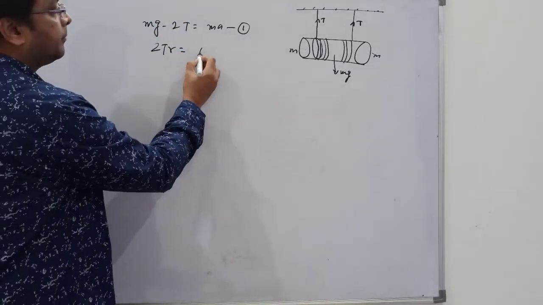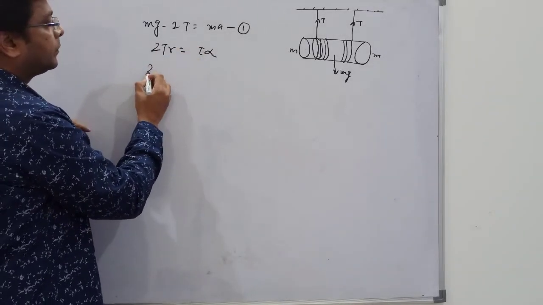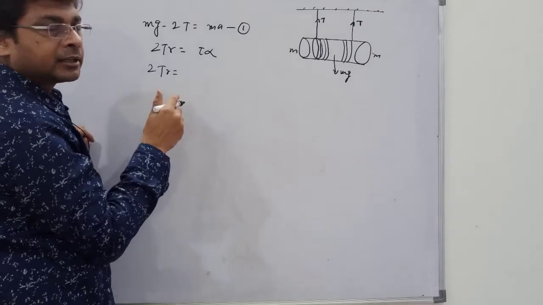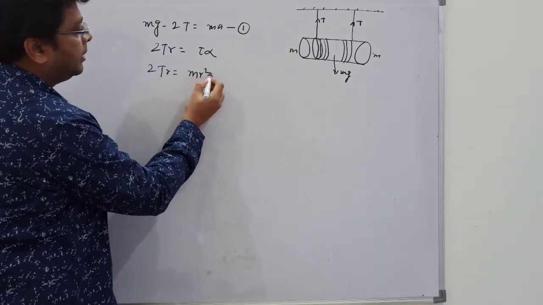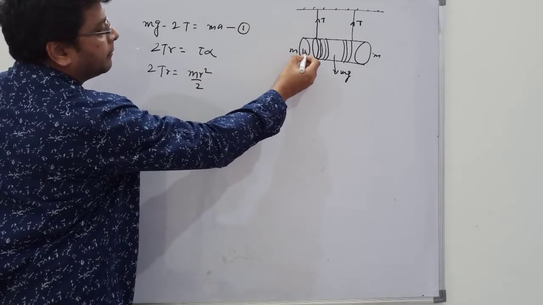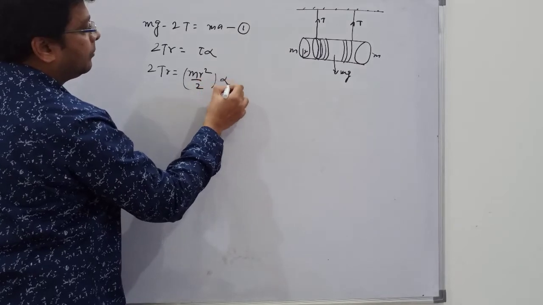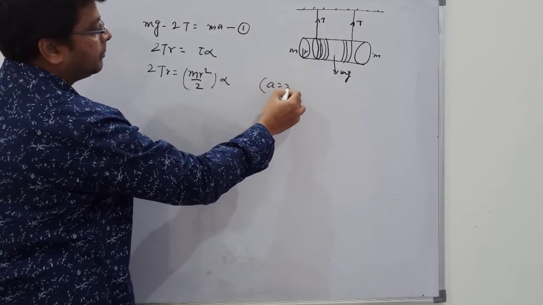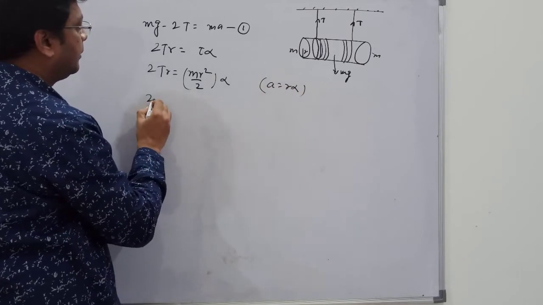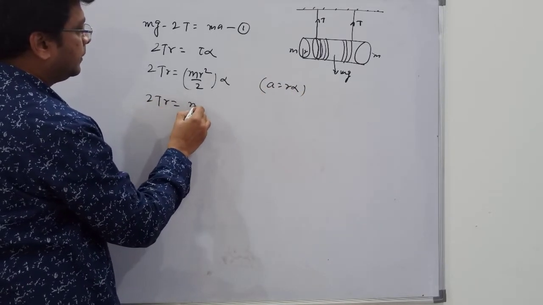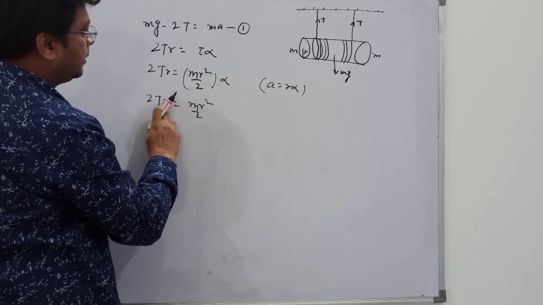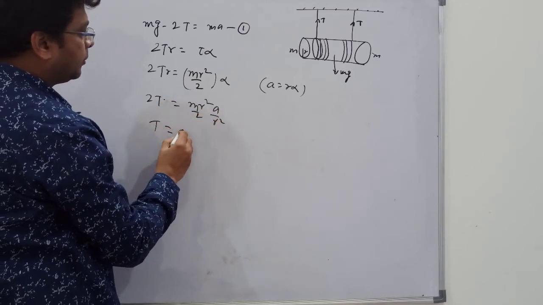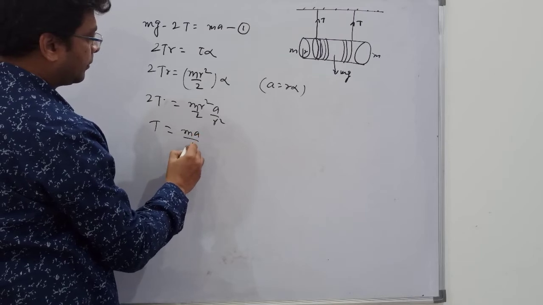And torque क्या होता है? I into alpha. So 2TR, hollow cylinder is just like a circle one. तो मैं लिख सकता हूँ mr square by 2, इसकी रेडियस है R, into alpha. And we also know that we can apply this A is equal to R alpha. So 2TR is equal to mr square by 2. R यहाँ डाल देंगे तो मेरे को मिलेगा A by R square. So T is coming out to be ma by 4.